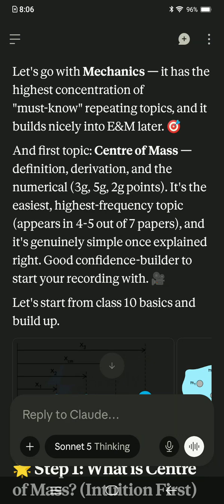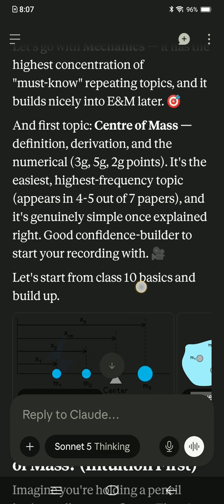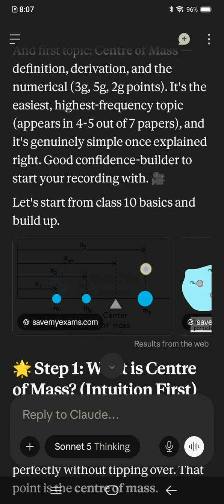Okay, so let's go with mechanics. It has the highest concentration of marks, no repeating topics, and it builds nicely into electricity and magnetism later. The first topic is center of mass: definition, derivation, and numericals. It's the easiest high frequency topic, appears in 4 to 5 out of 7 papers, and it's genuinely simple once explained right. Good confidence builder to start your recording with.